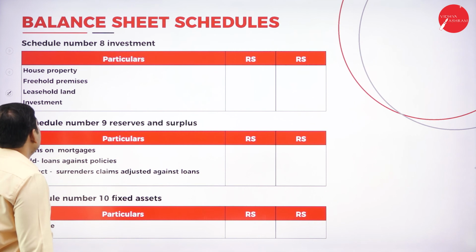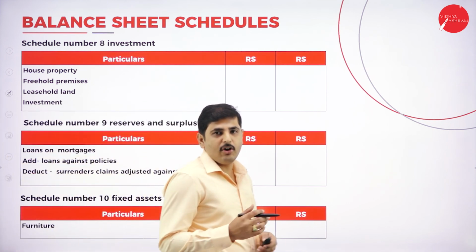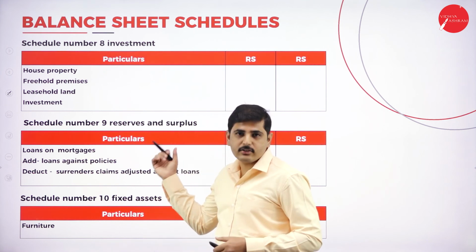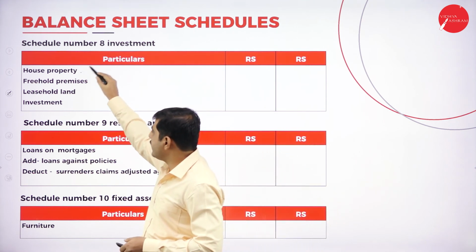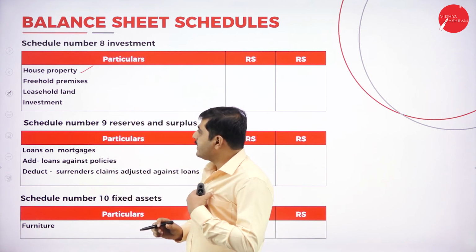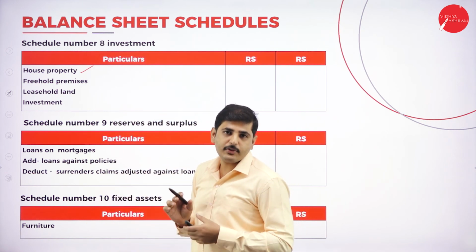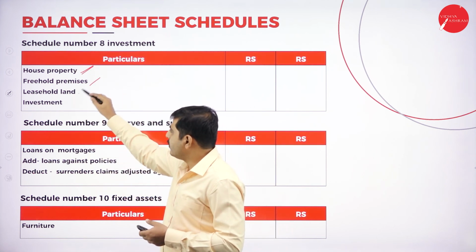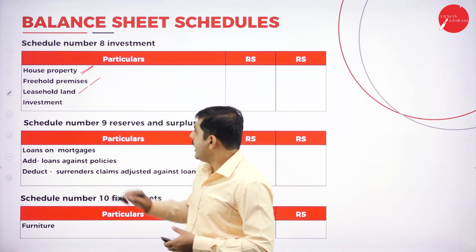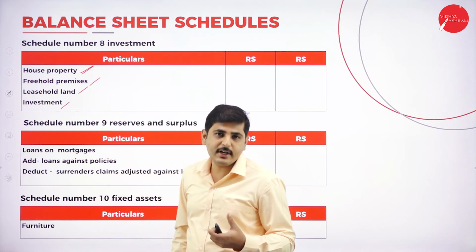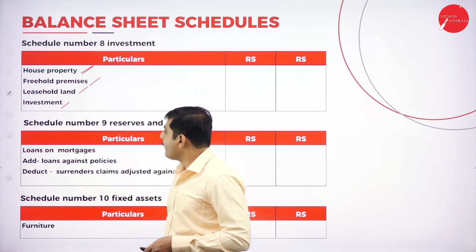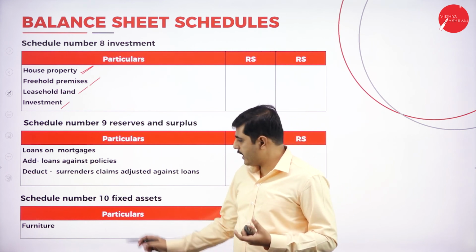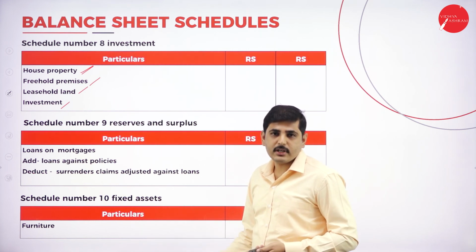Next one, coming to schedule number 8, investment. Investment in government securities. It may be investment in house property. In case of life insurance, house property should be considered as an investment. It is not a fixed asset. Someone will consider it as a fixed asset, but we should not. It is an investment. Freehold premises is also investment. Leasehold land is also investment, and any other investment and investment in government securities all come under investment. In fixed assets, we can take building, machinery, furniture, and computer.